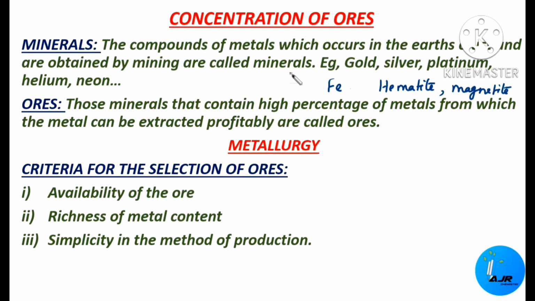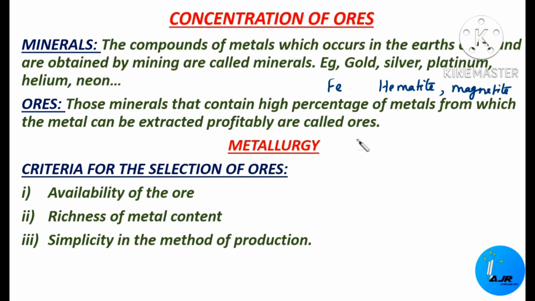In minerals there will be a very little quantity of the metals, whereas in ores, those minerals contain a high percentage of metals from which the metal can be extracted profitably. So those types of minerals are called ores. Hence all ores are minerals, but all minerals are not ores.